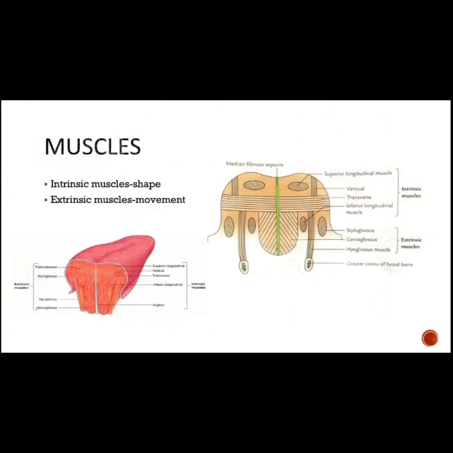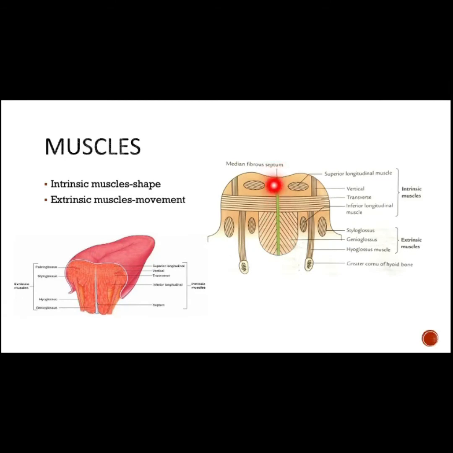So now let's move on to the muscles, which are of two types, namely the intrinsic and the extrinsic muscles. Intrinsic muscles change the shape of the tongue, while the extrinsic muscles help in its movement. This picture is the coronal section of the tongue, which shows the following muscles: superior longitudinal muscle, inferior longitudinal muscle, transverse and vertical muscle, which are the intrinsic muscles. The extrinsic muscles are the following: the genioglossus, hyoglossus, styloglossus and palatoglossus, which is not visible in this diagram.